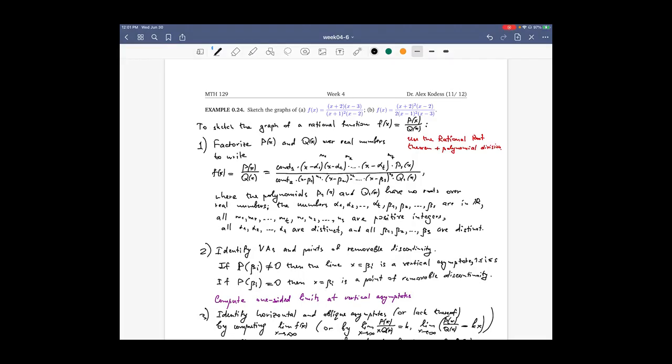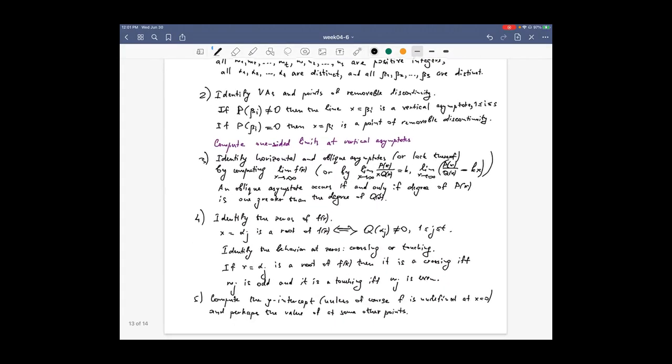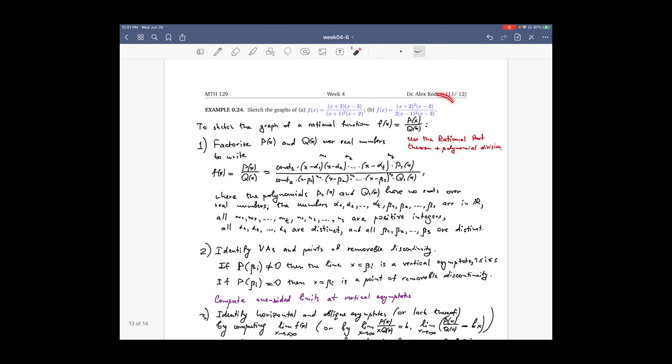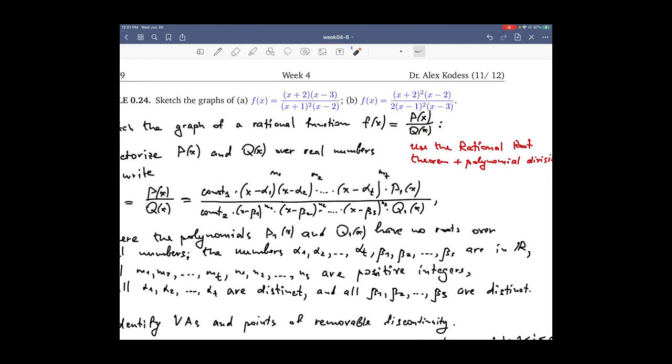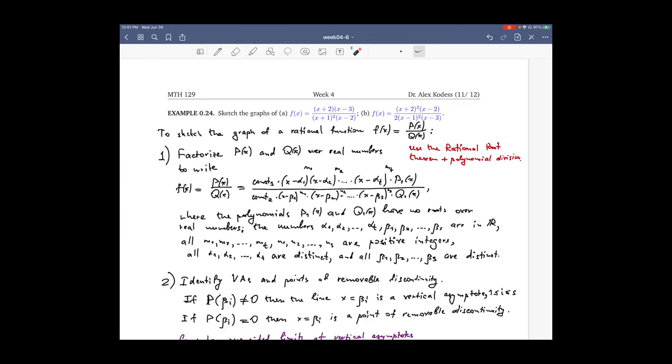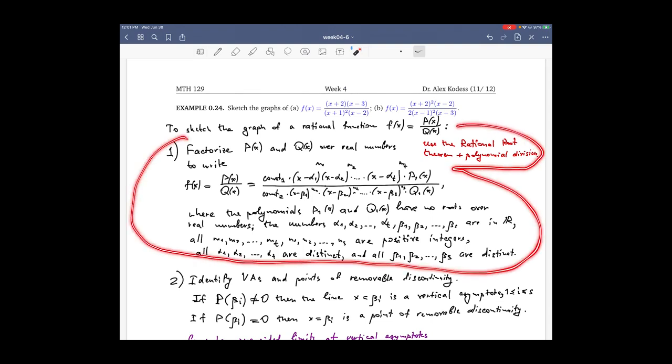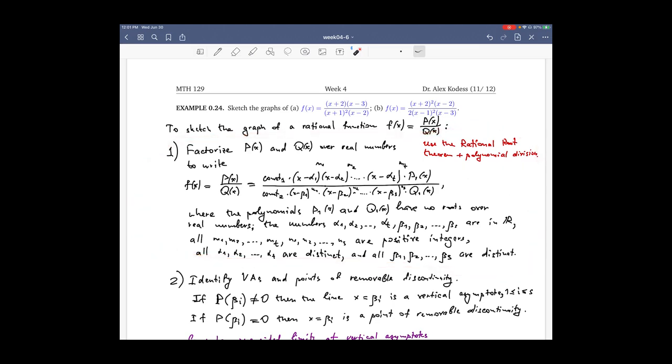Welcome back. We have finished writing this summary of how we analyze and sketch graphs of rational functions, and let's look at these two examples. Note first of all that in both examples the numerator and the denominator are already factorized, and so the first step doesn't really apply. But typically the first step, factorization of the numerator and denominator, is usually the most difficult one.